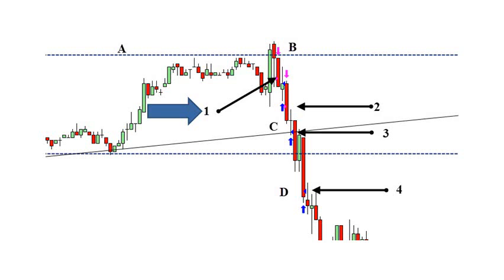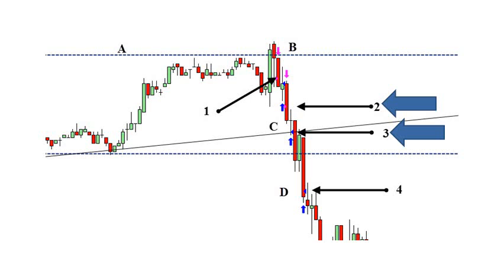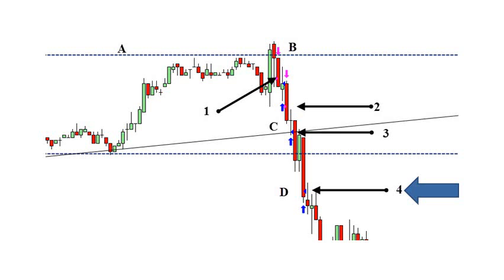Given the scan on the daily and what's unfolding on this chart, a scalp was initiated at number 1 when price challenged the low of the preceding candle. Price dropped, and after about 7 points, it started to retrace and eventually hit the stop for +2. Price then breached the low of the final gasp green candle, trade trigger, and another short was entered at number 2. The scalp portion was taken at number 3 for +9. In C, price slams through the trend line with some force, and D, price reaches a level that turned price earlier. The extended target was hit for +30 on the final equal portion of the trade at number 4.